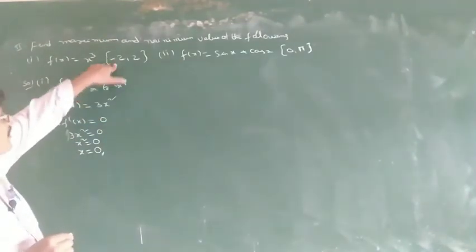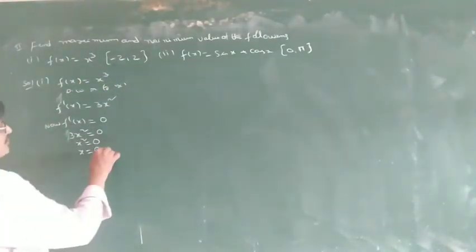When there is a single value and no interval is given, we take only that value. Here the interval is also given. So x is equal to 0 and, in the interval, the first and last values: x is equal to minus 2 and 2 also. If the interval is not given, only x is equal to 0. If the interval is given, the first value and last value also. So what is the maximum value and minimum value?